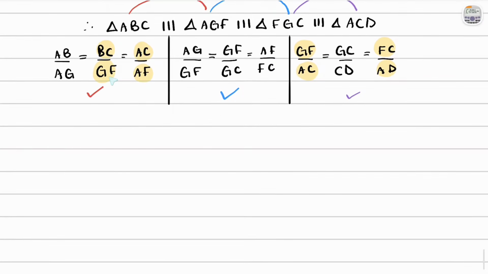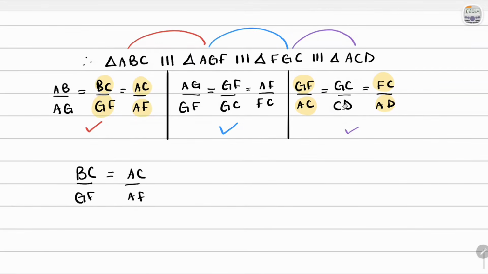Now remember, guys, you can't say BC over FG equals AC over AF and say this can also be equal to GF over AC. That's not possible, okay? These work together. You can equate any of these together, meaning this one can be equated to that, and the other way around as well. But they can't go across like that.